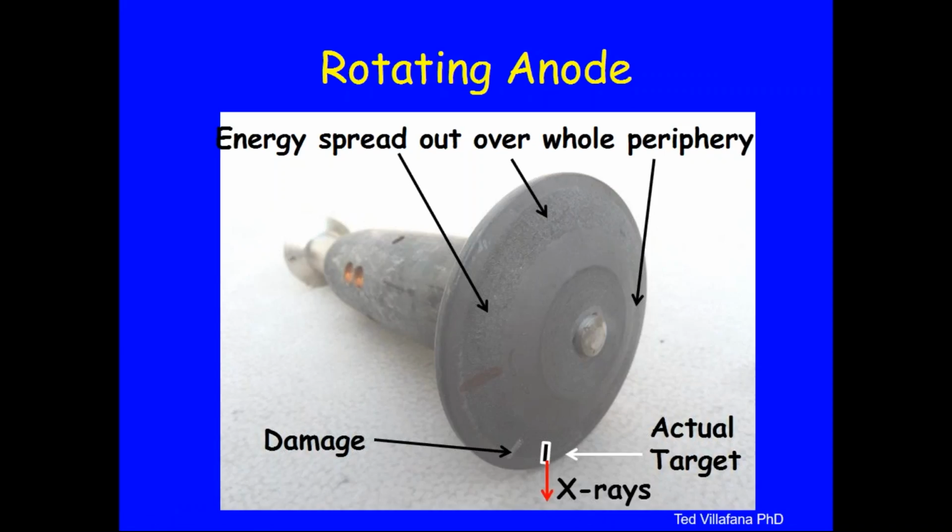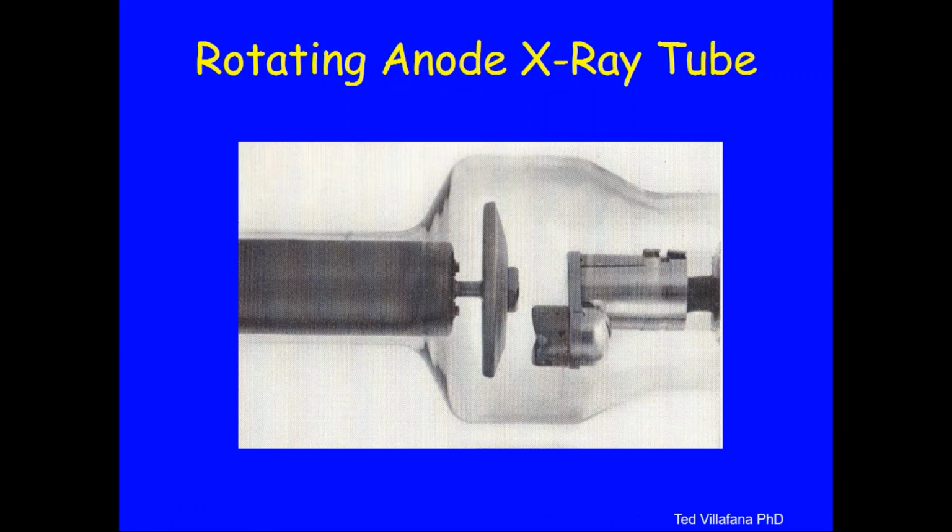Just showing you where the X-rays come out. Okay, put it all together. Here is your cathode structure on the right. Your filaments are in that little indentation, little valley there underneath the focusing cup. And then here is your rotating anode. The electrons come out of the cathode structure and bombard the anode, and out goes the X-rays.